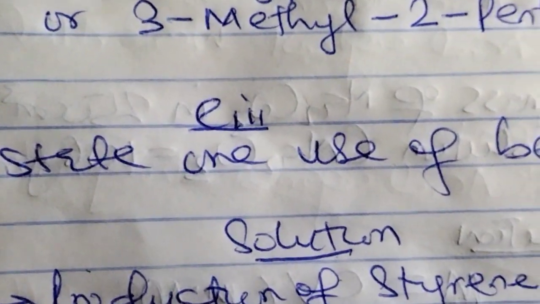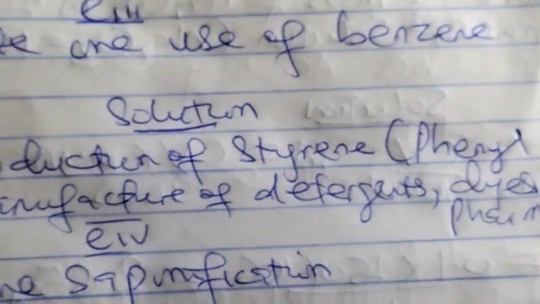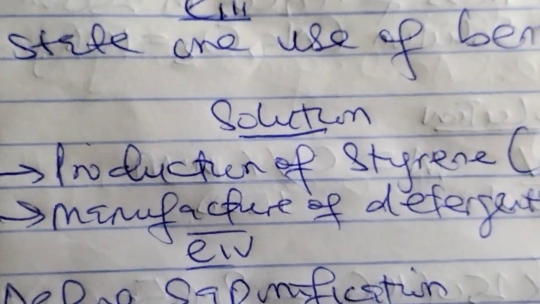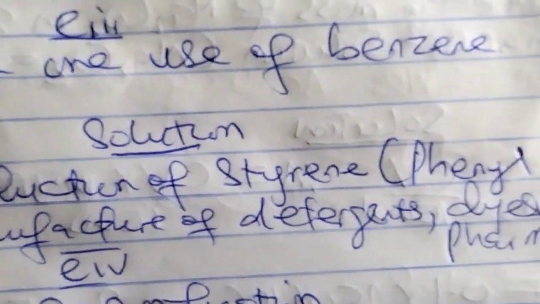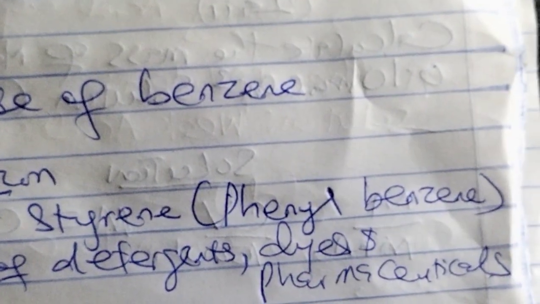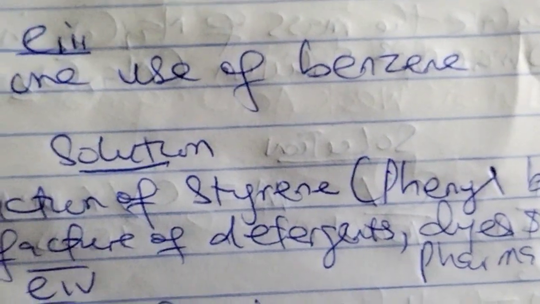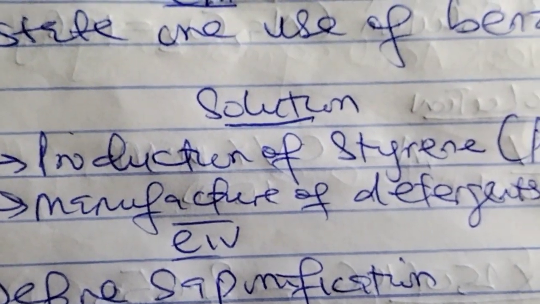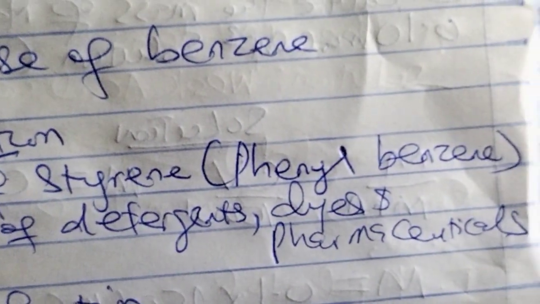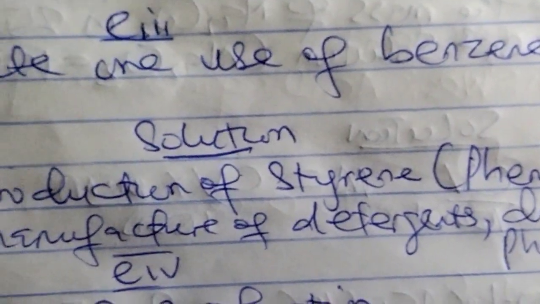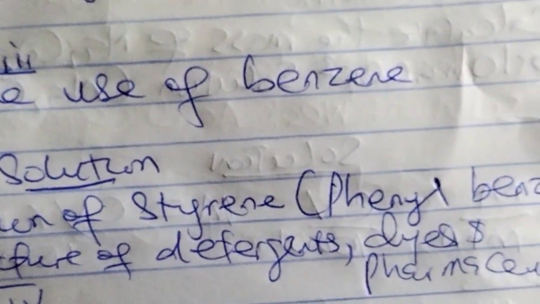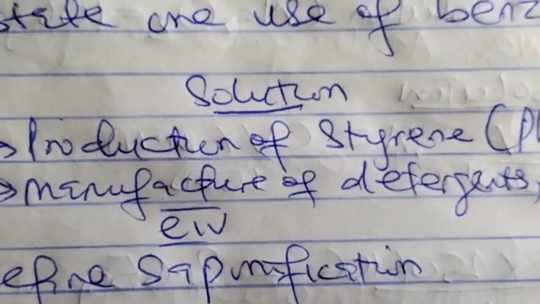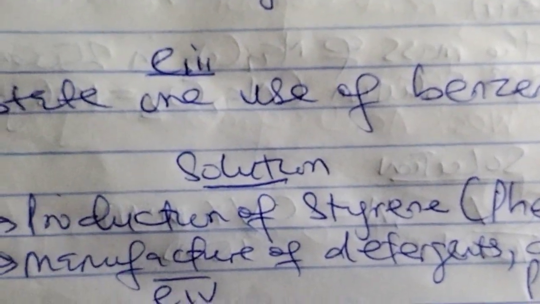Then EII says, state one use of benzene. Solution, any of them is okay. Production of styrene or phenylethene, that's the IUPAC name. So benzene is used to produce styrene, or what is called polystyrene. Then also used to manufacture detergents, dyes, and pharmaceuticals. So any one use will score.